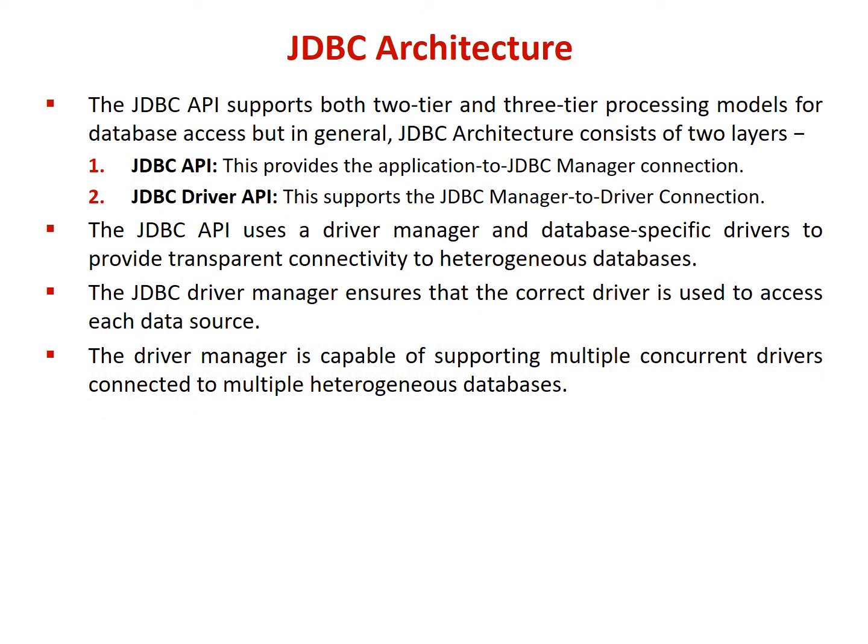Now, JDBC architecture. The JDBC API supports both 2-tier and 3-tier processing models for database access. But in general, JDBC architecture consists of two layers. The first one is the JDBC API. This provides the application to JDBC Manager connection, and the second one is the JDBC Driver API. This supports the JDBC Manager to driver connection.